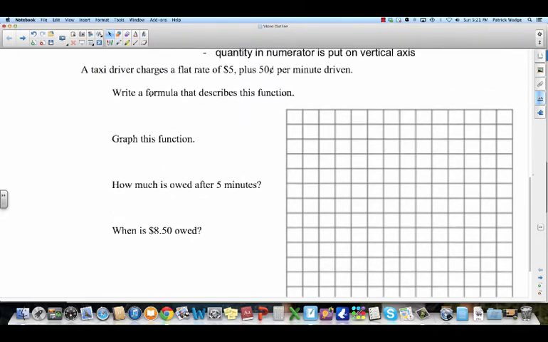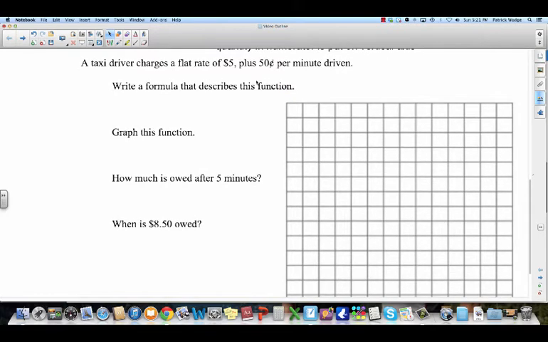So a taxi driver charges a flat rate of $5 plus 50 cents per minute driven, and we're going to write a formula first of all that describes this. What we want to know is the total cost. I should have written that. So let's put C for cost is equal to.